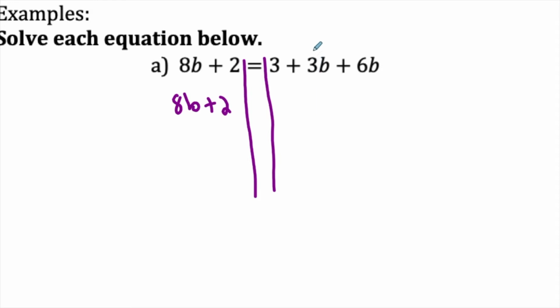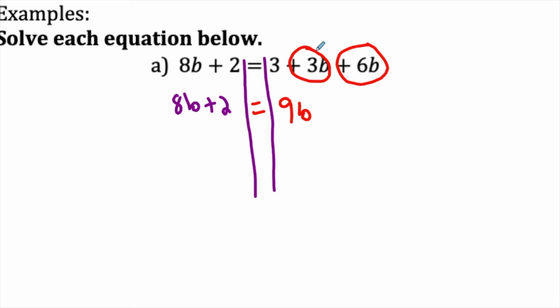Yeah, we have a 3b. I got a 3b right here, and I got a plus 6b. So those are both like terms. They have the same variable, and they're raised to the same power. Again, I like having my variables out front. Equals 6b plus 3b gives me 9b.